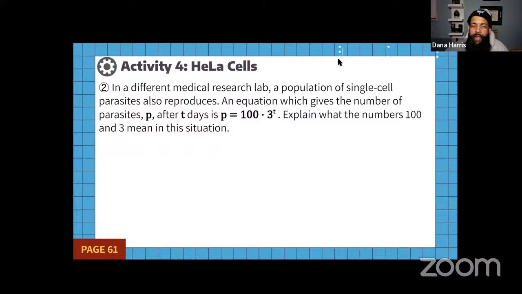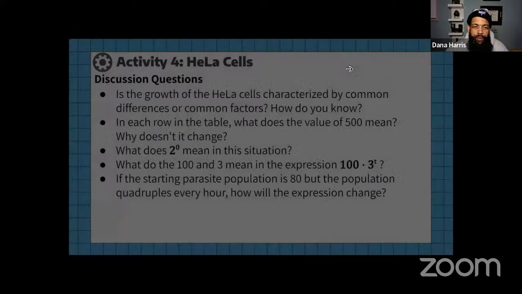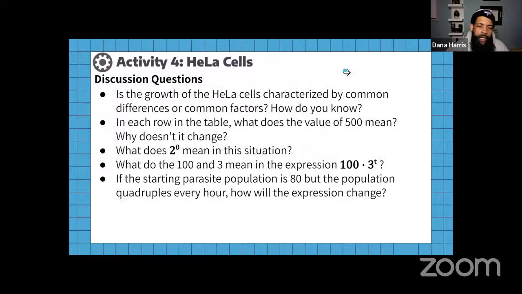Now, I don't know if I put activity 5 up here. If I did, I'm going to do it. If I didn't, I didn't. Okay. I don't want to really go over these real quick.